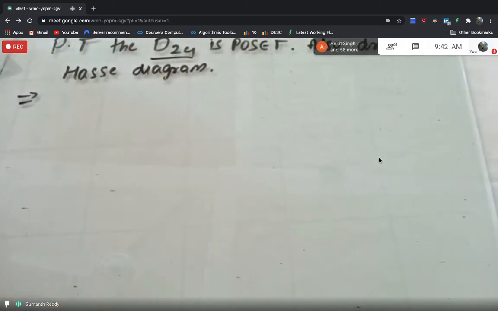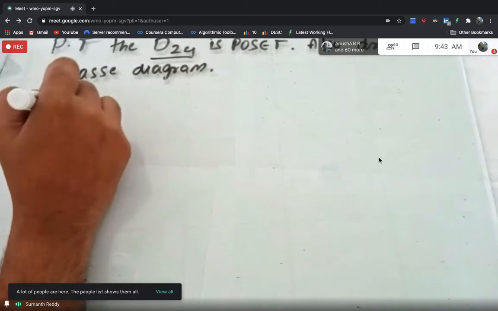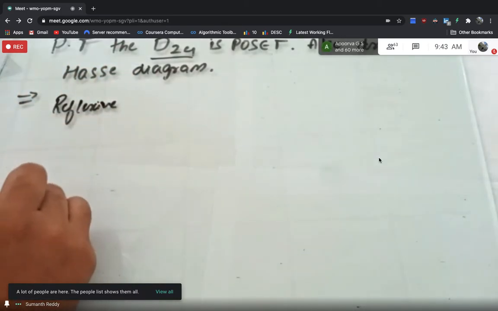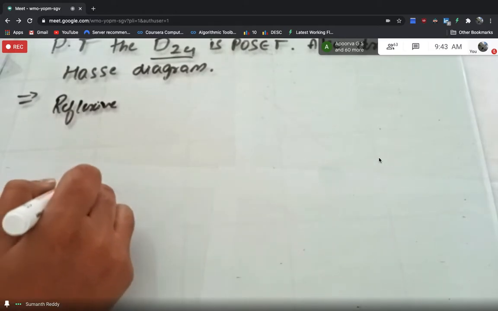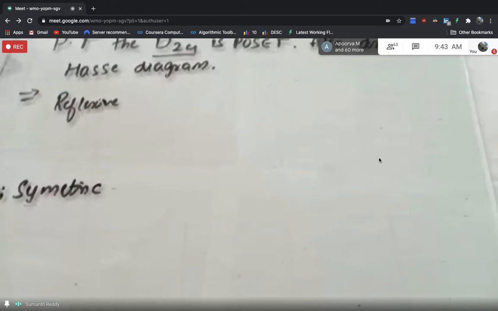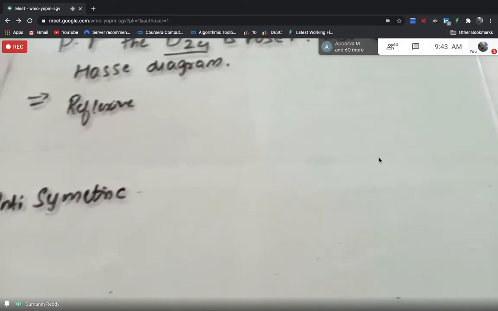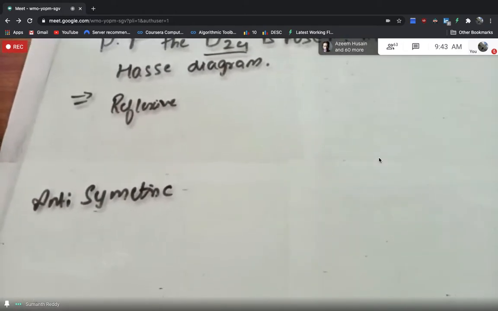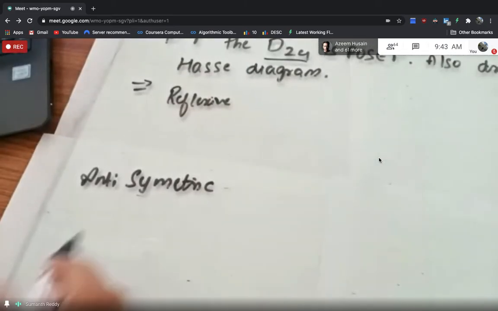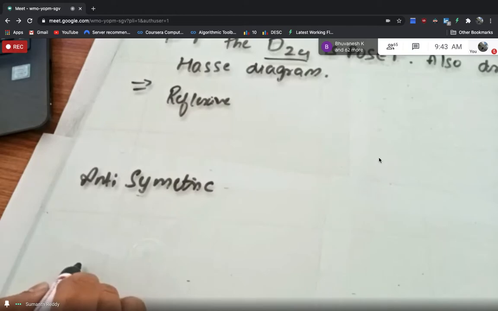In order to check whether it is a partial order or not, I need to check for three properties. As you know, I need to check for the reflexive property, the anti-symmetric property, and then at last the transitive property, right?